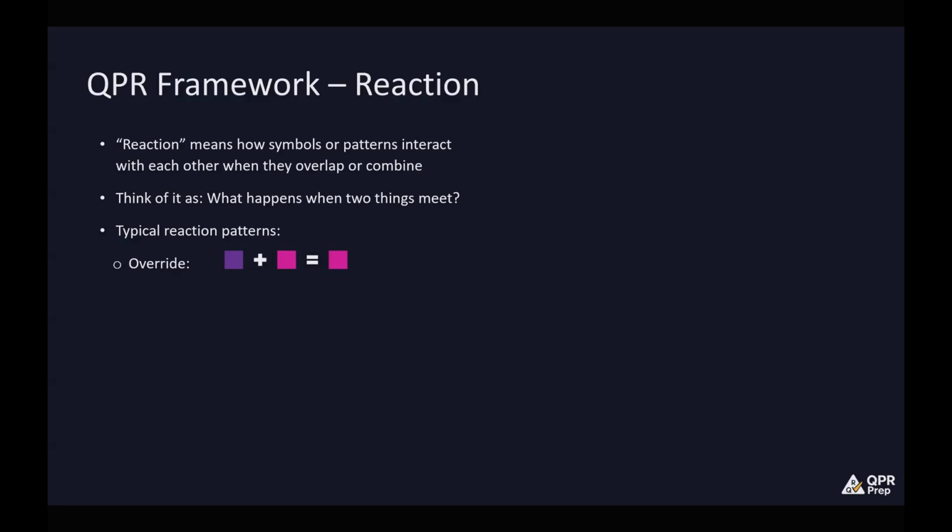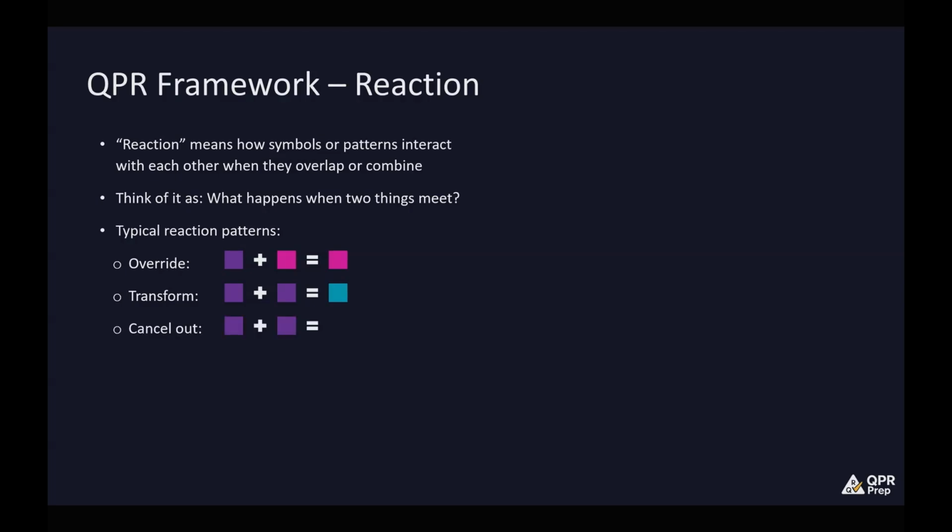For example, when purple meets pink in this example, pink is the stronger of the two and pink survives. Pink overrides purple. Another pattern is the transform pattern, which is also common. In this case, two purple squares meet, and they become a blue square. Purple transforms to blue.